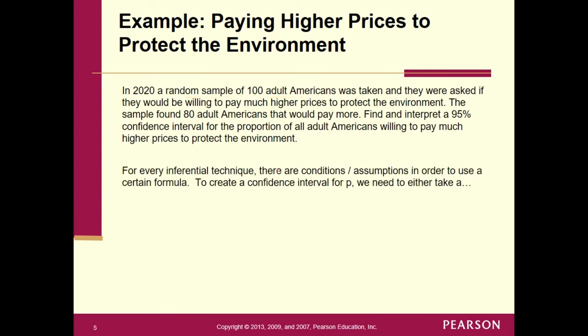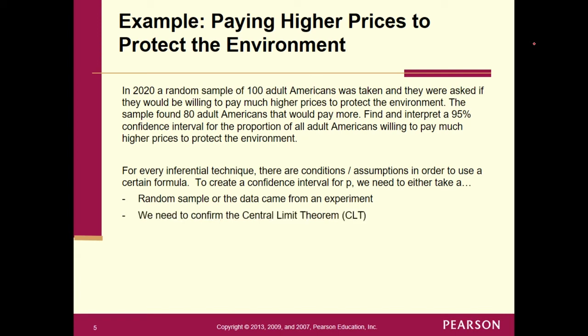All right. So for every inferential technique, there are conditions or assumptions in order to use a certain formula. So every time we go through a different inferential technique, we're going to have to go over these conditions, possibly assumptions, all right? So one, either we need to take a random sample or the data came from an experiment. Remember, experiments are randomized, all right? And so we need some randomization going on here. Then two, we need to confirm the central limit theorem.